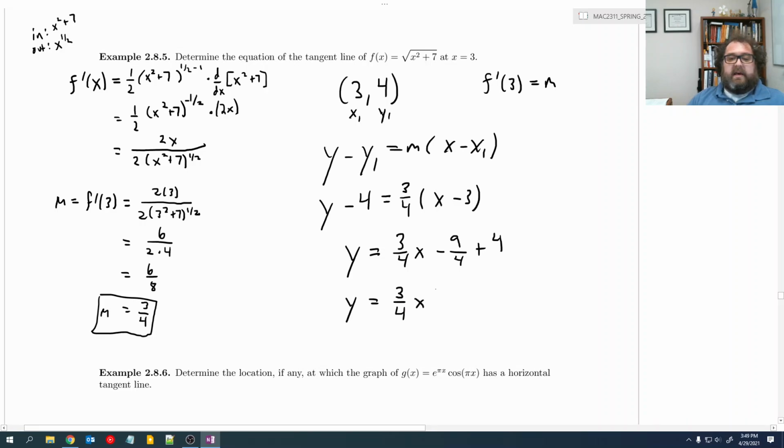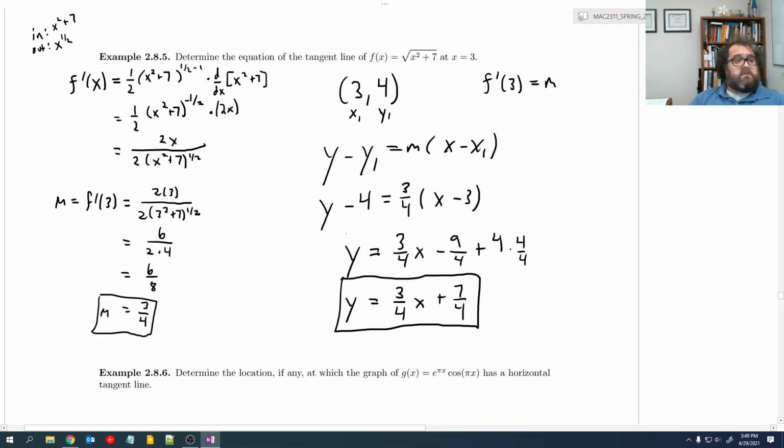Ooh, 3/4 x. Okay, what? 9/4 plus 4. 9/4 would be negative 9/4 plus 16/4, which would be what? Plus 7/4. Is that right? We get a common denominator. It would be like what times 4/4? Yeah, and then that'll be 16. 16 minus 9 would be 7. Yeah, that's right. So this should be good.